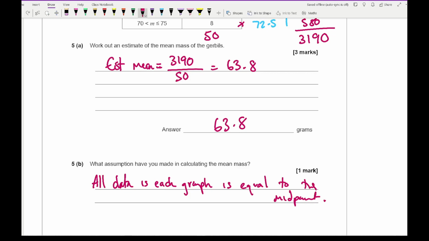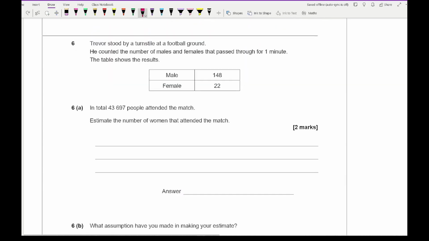But again, just make sure you understand the question. It's not a case of saying, why have you used the estimated mean? It's more of a case of what assumptions have you made in calculating the mean mass. Moving on to question 6, it says Trevor stood by the turnstile at a football ground. It says he counted the number of males and females that passed through in 1 minute, and the table shows the results. In total, 43,697 people attended the match, so less likely to be the Etihad. And the question says, estimate the number of women that attended the match.